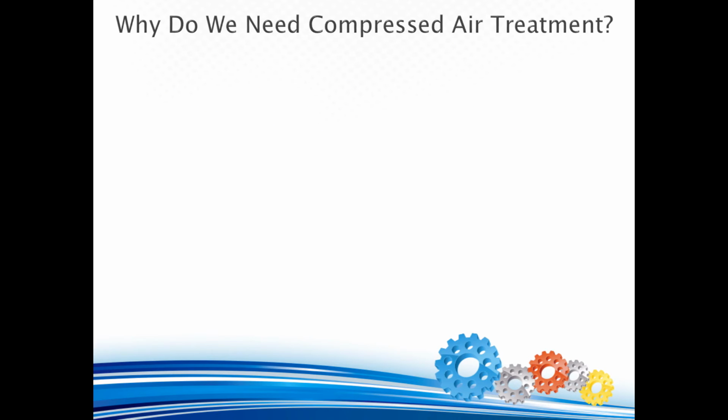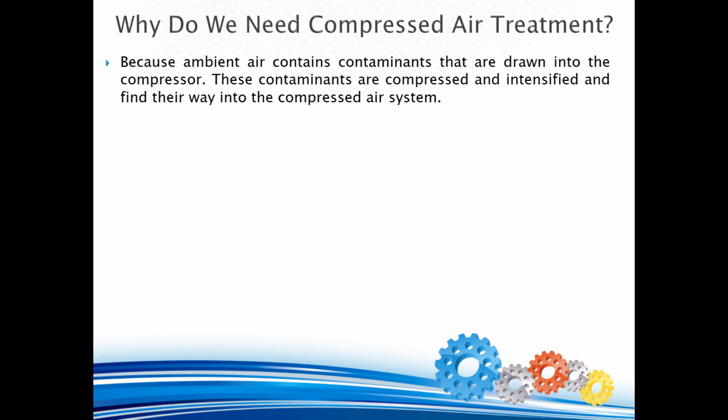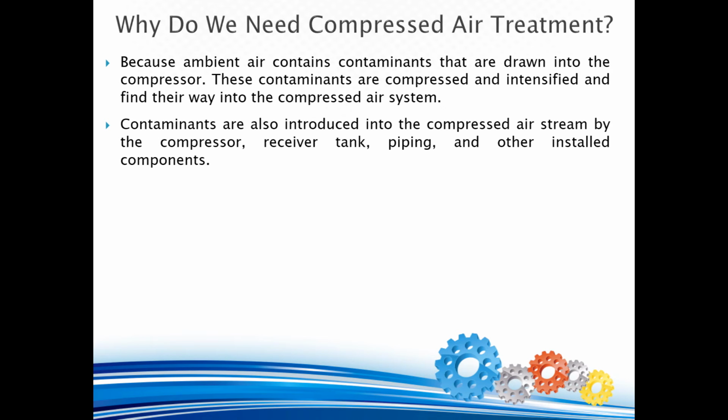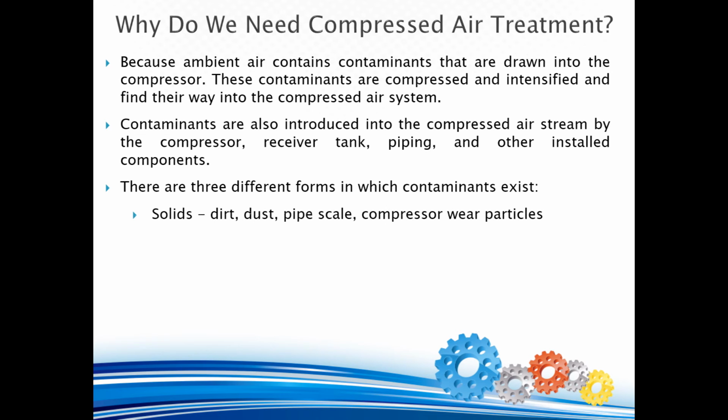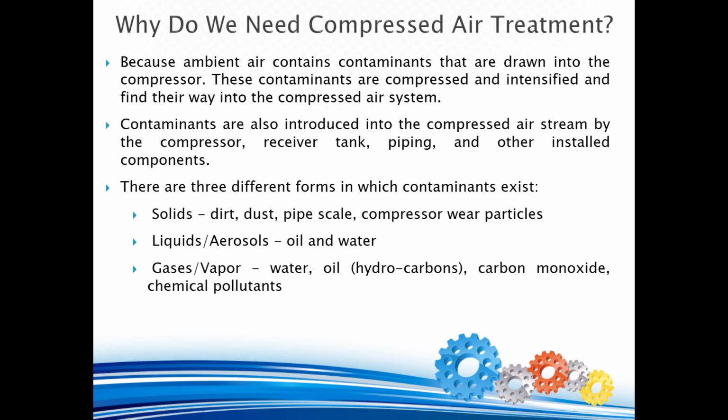Why do we need compressed air treatment? Because ambient air contains contaminants that are drawn into the compressor. These contaminants are compressed and intensified and find their way into the compressed air system. Contaminants are also introduced into the compressed air stream by the compressor, receiver tank, piping, and other installed components. There are three different forms in which contaminants exist: solids, such as dirt, dust, pipe scale, and compressor wear particles; liquids, such as aerosols, oil, and water; and gases, such as vapor, water, oil, hydrocarbons, carbon monoxide, and chemical pollutants.